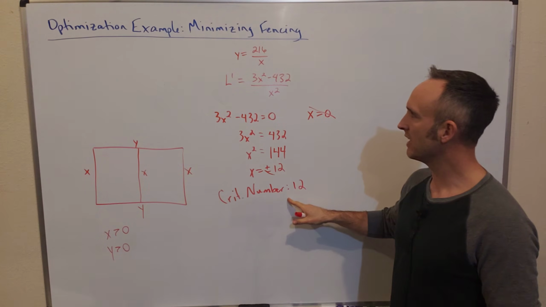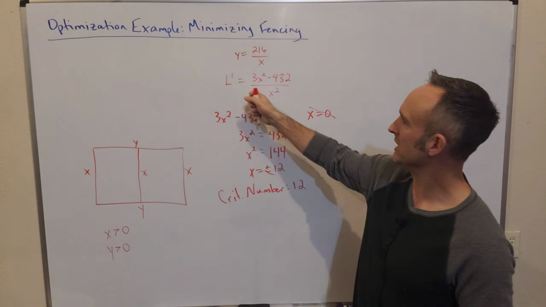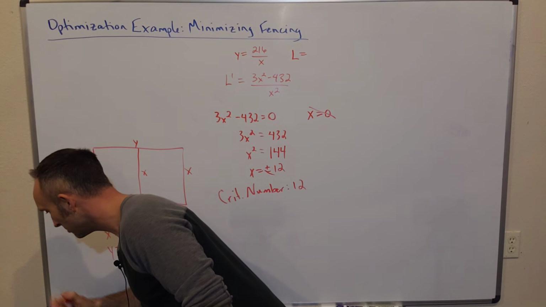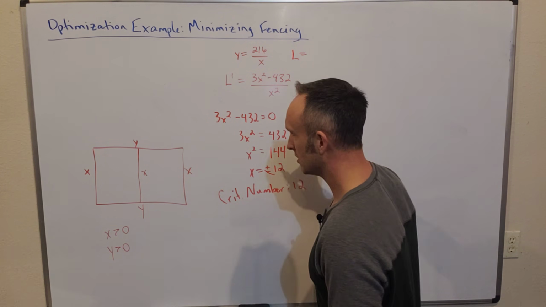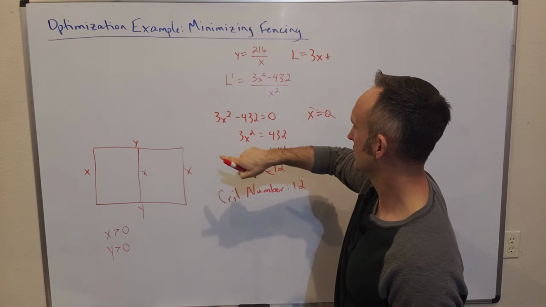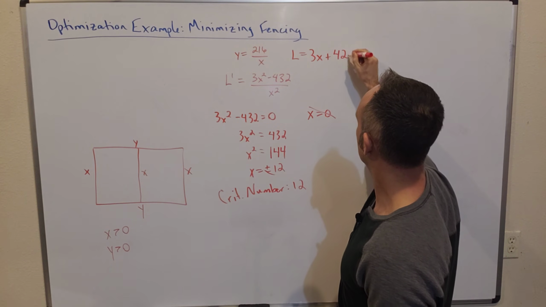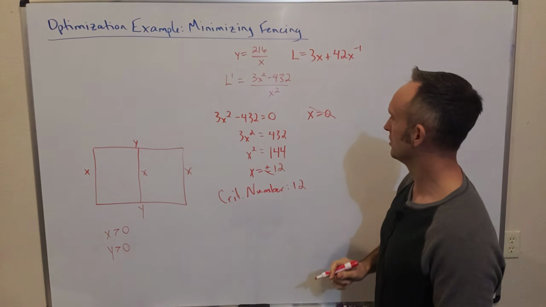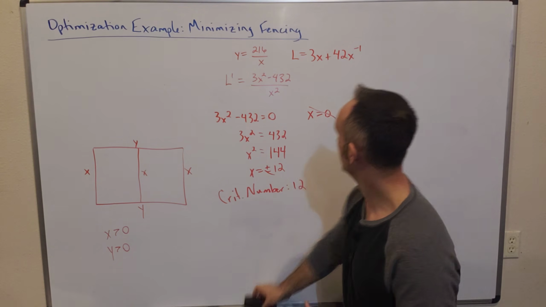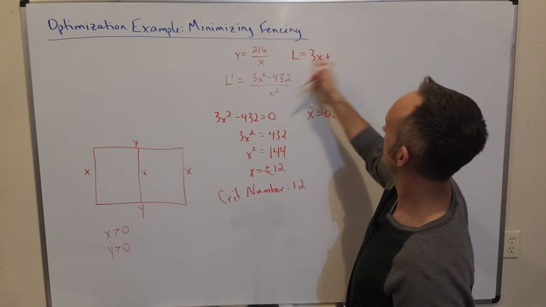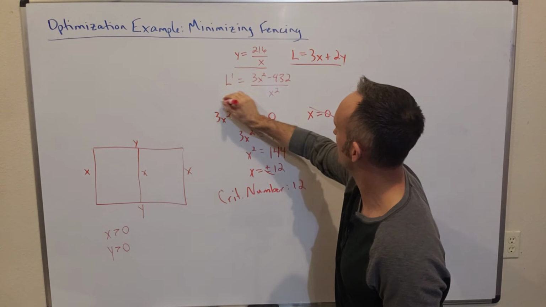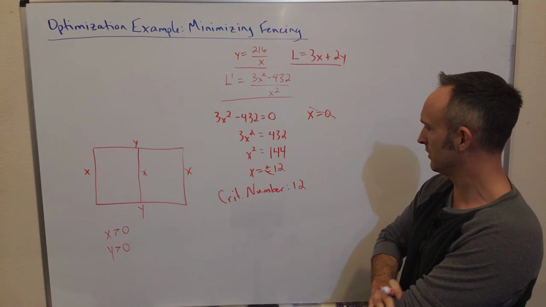So now if I want to find the absolute minimum of our length function, let's see, what was our length function again here? I forgot to copy that down. 3x plus 2 times 432 times x to the negative first is our length function. Or we could even say 3x plus 2y, we'll just call it that. Just so I've got y, I've got my length, and I've got my derivative. Okay, sorry about that. Forgot to write down my length function.